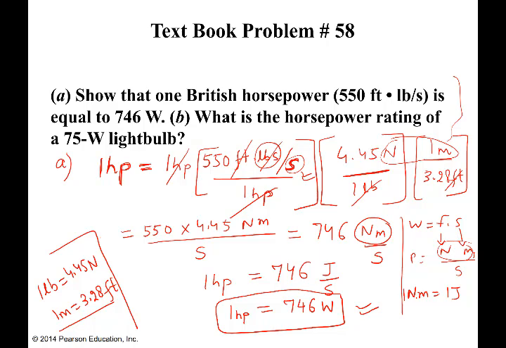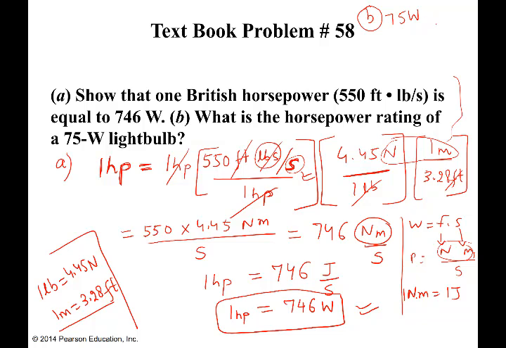The B part, I ran out of space. So let me see if I can add. Doesn't show here. For B part, let me go over here. It's not going to take too much space. So B part tells us to convert what is the horsepower rating of a 75 watt light bulb. So that means convert 75 watts into horsepowers.